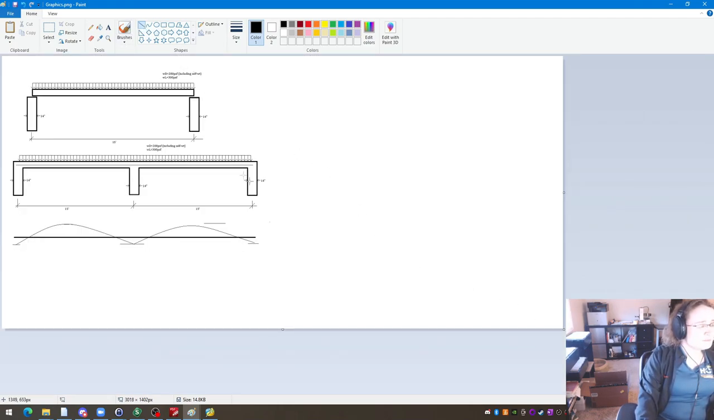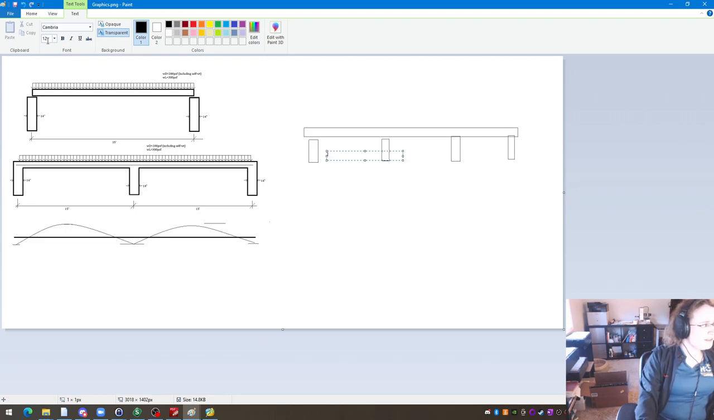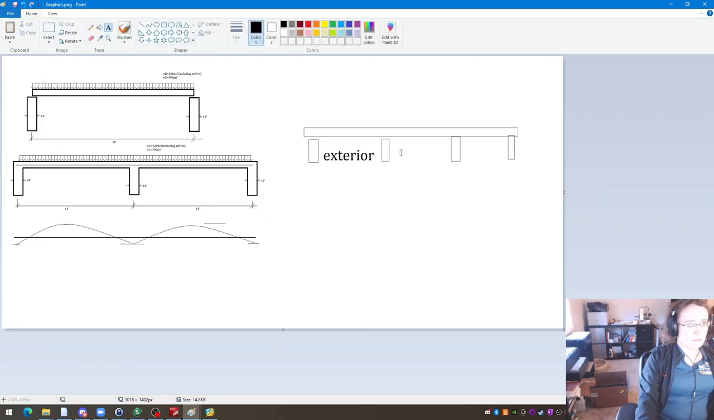If you have multiple spans, say, imagine you have three spans. This is going to be a very rough diagram, I'm throwing this together. So imagine you have three spans. This would be an exterior span. This would be an interior span. And this would be an exterior span. Exterior spans are ones that are exterior. They're right at the edge of the building. And that is the difference between interior and exterior spans.